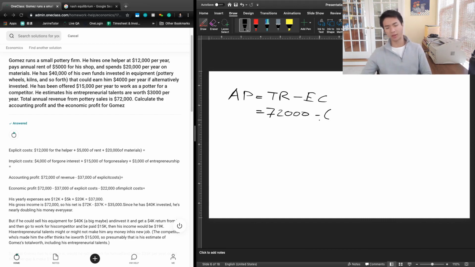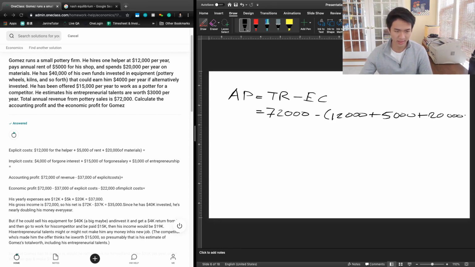So let's start from the top. He hires one helper at $12,000 per year. So that's wages, so that's an explicit cost. He pays annual rent of $5,000. Another explicit cost, right? This is money he has to pay. And then he spends $20,000 per year on materials. So again, cost of materials, that's an explicit cost.